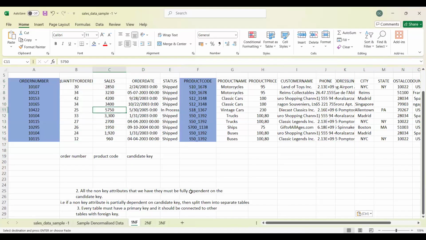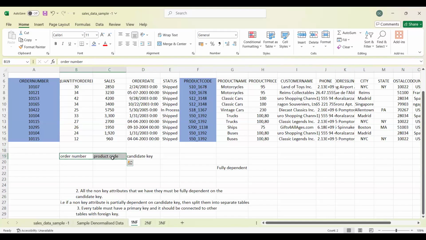Okay, so we have one word called fully dependent and partially dependent. What is fully dependent and partially dependent in the sense? I'm saying the remaining columns, or the non-key columns, must be fully dependent on the candidate key. What is our candidate key here? The combination of order number and product code, correct? These two are my candidate key. The combination of these two columns is my candidate key. So the remaining columns should completely depend on the combination of these two columns.